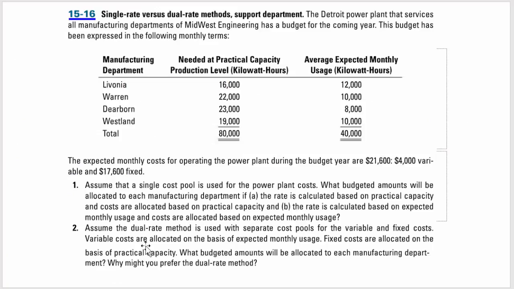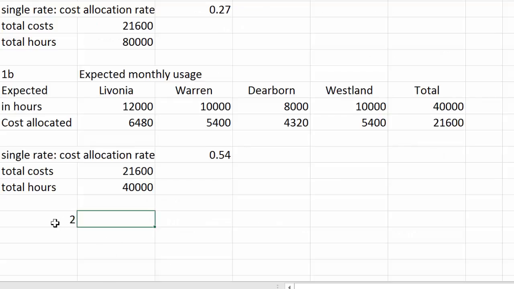Part 2 says we're going to use a dual rate method, and we're going to separate a variable cost from a fixed cost. For the variable cost, we are going to allocate on the basis of expected monthly usage. For the fixed cost, we are going to allocate on the basis of practical capacity. So you have to basically have two separate base rates and also two separate cost allocations. Now we are going to look at, for the entire cost, how much will be allocated to each manufacturing department. So that's basically the question.